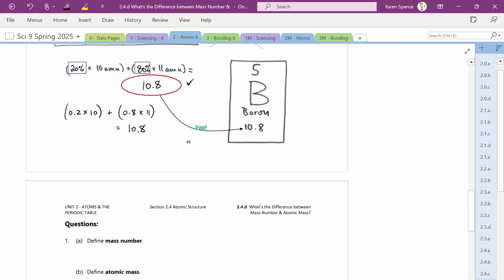All right, so you guys can do page 89 to 93.